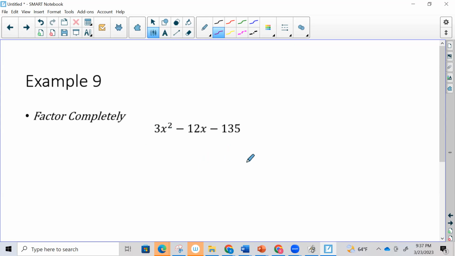Okay, so we're going to do number 9. We're going to factor completely. We have 3x squared minus 12x minus 135. So we're going to check for a GCF. The only possibility is 3.